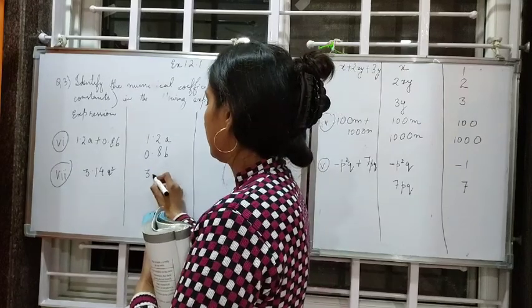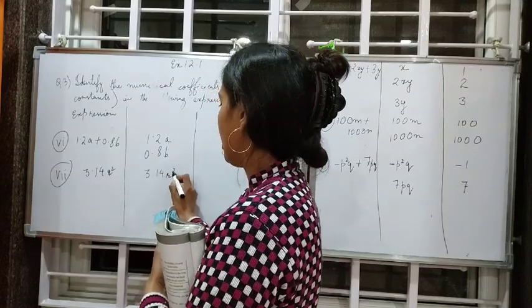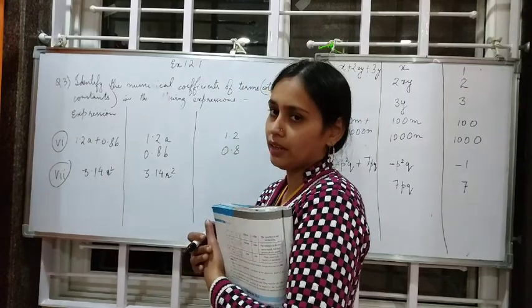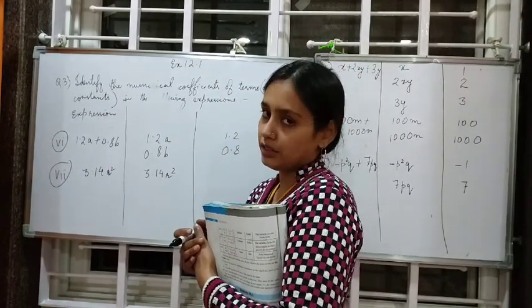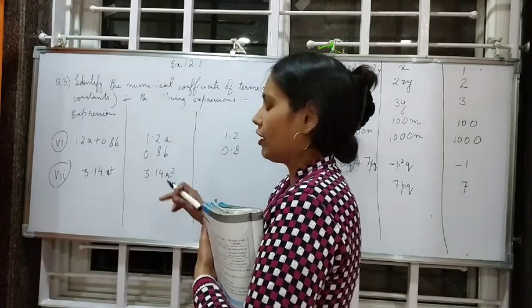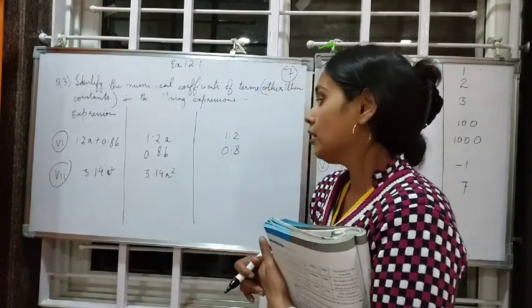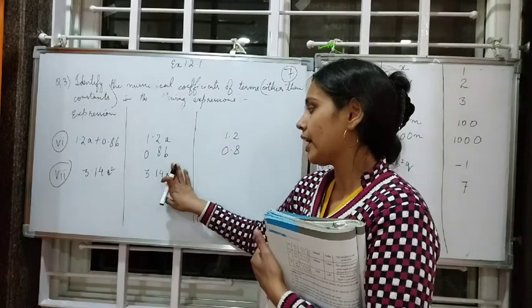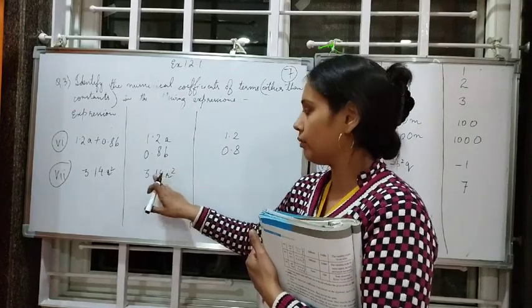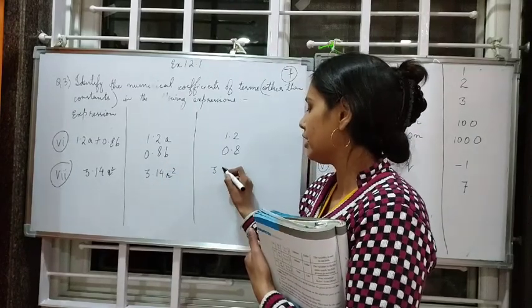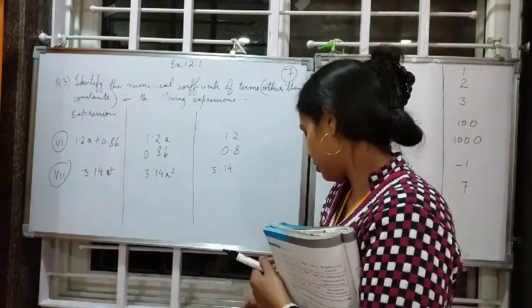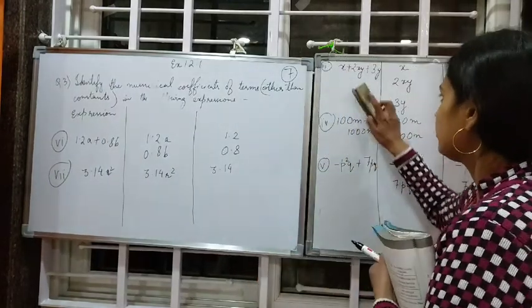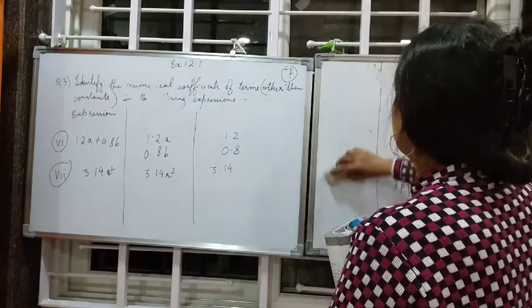Then 3.14 r square. We take the entire expression only because it has only one term and it is not a constant term. Now what is the numerical coefficient of 3.14 r square? When we hide r square, that is when we hide the variable, we come to know that 3.14 is the numerical coefficient.